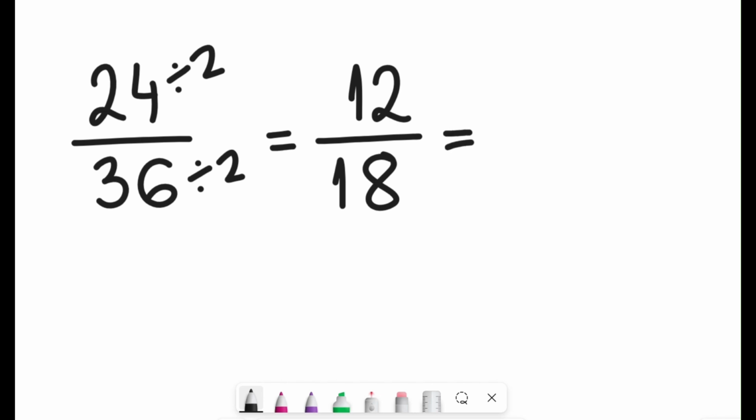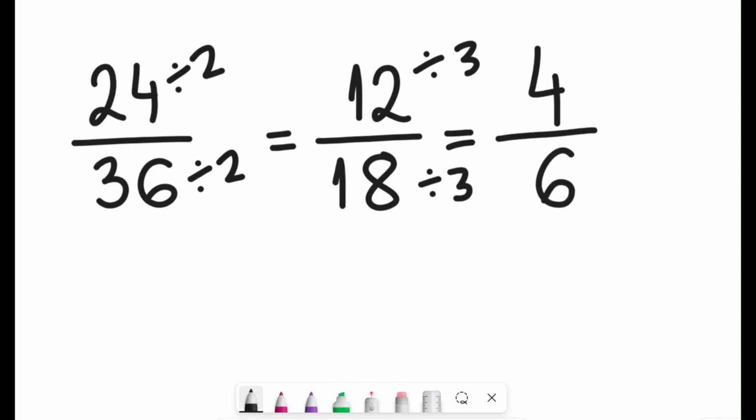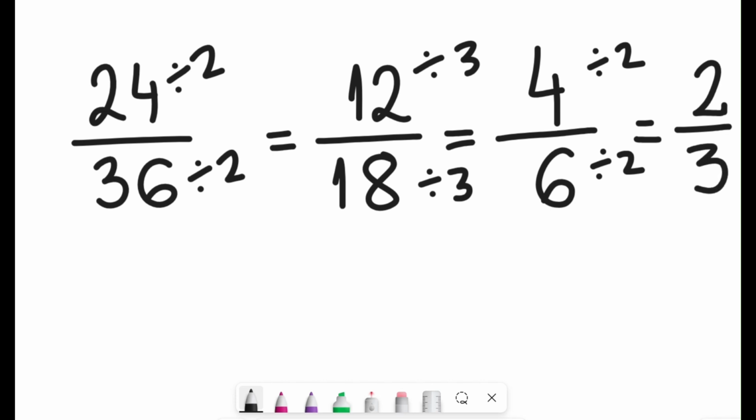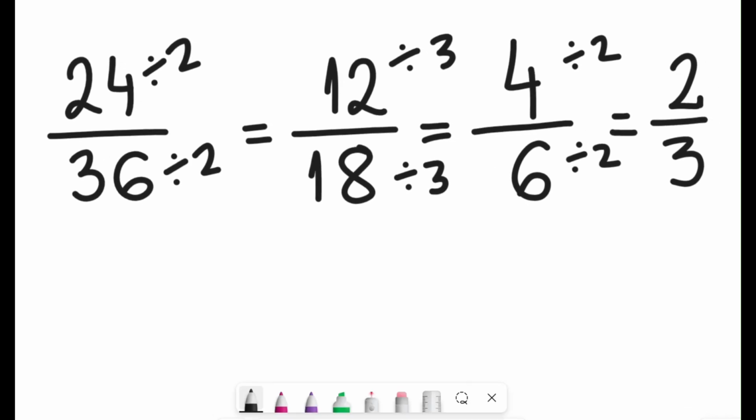Yes, we can divide them by 3, for example. We have many different options. Okay, what is 12 divided by 3? 4. What is 18 divided by 3? Oh, it's 6. Is this in simplest form? Not yet. Because 4 can be divided by 2 and 6 can be divided by 2. 4 divided by 2 is 2 and 6 divided by 2 is 3. Can we simplify this any further? No, we cannot. Because 2 and 3 cannot be divided by one number.